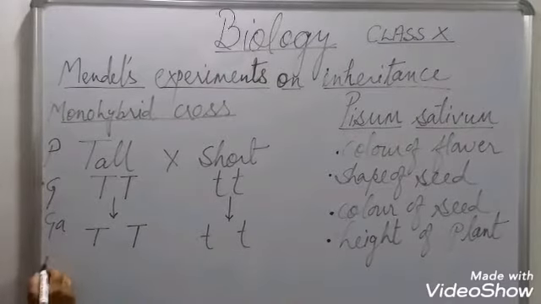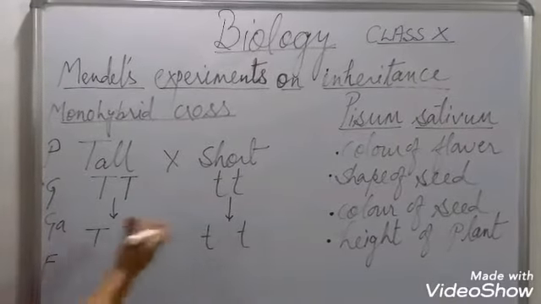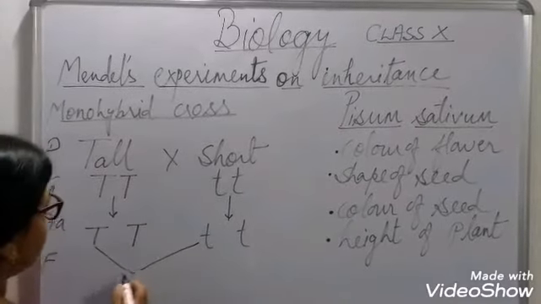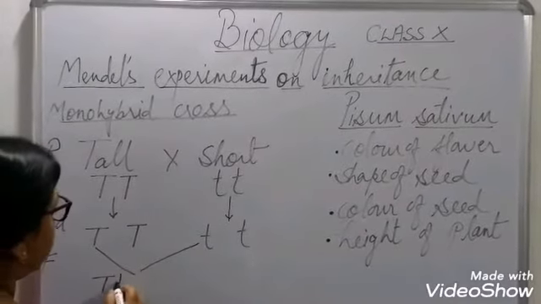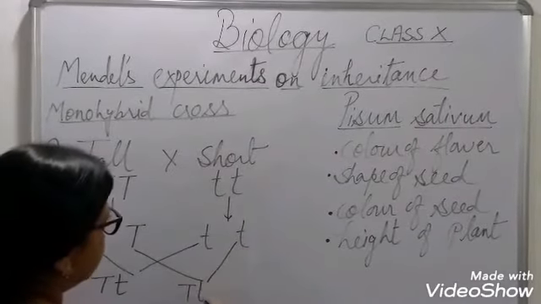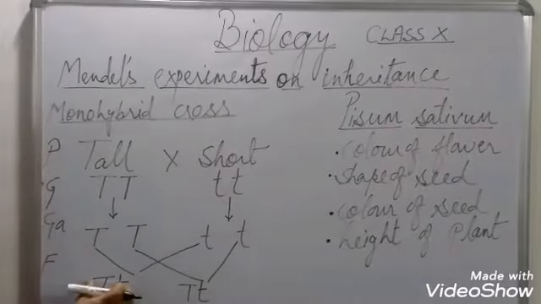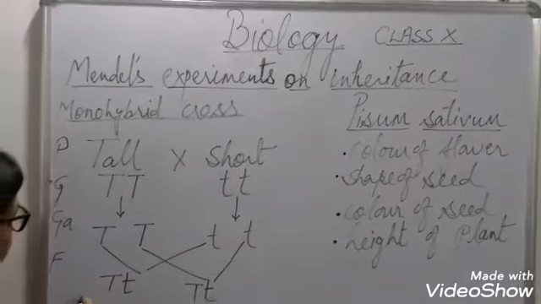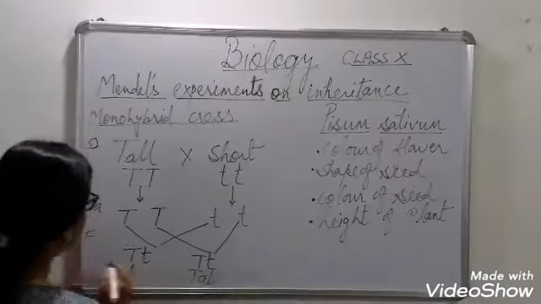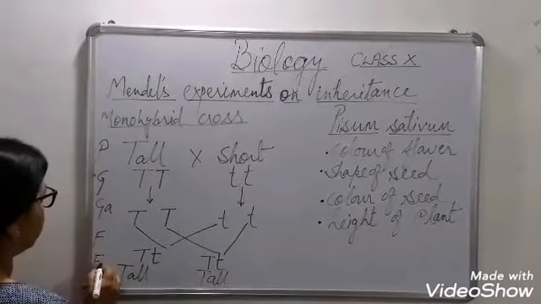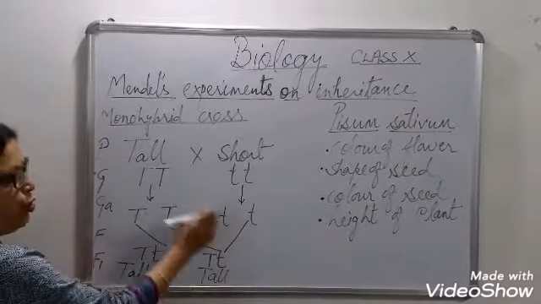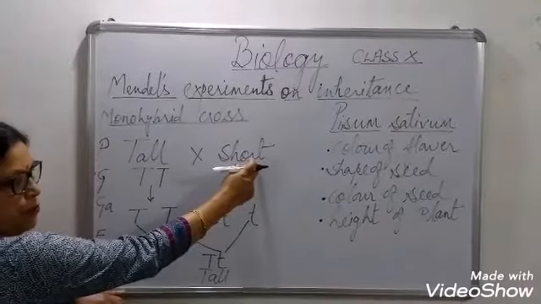What will happen at the time of fertilization? Gametes will fuse together. So this T will fuse together with t to form the combination Tt. And this with another t will form the combination Tt. This is genotype. And the phenotype will be tall. Means in F1 generation, all plants were found tall. Not a single plant was found short.